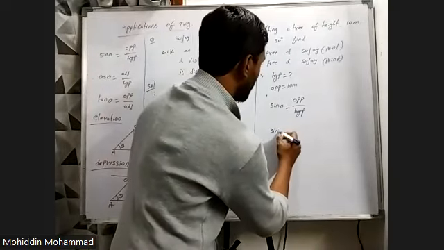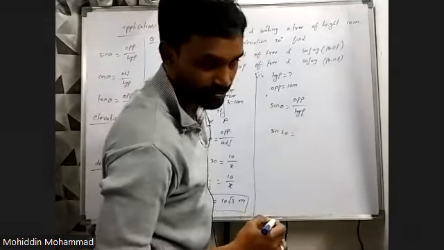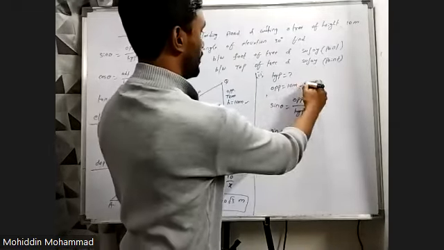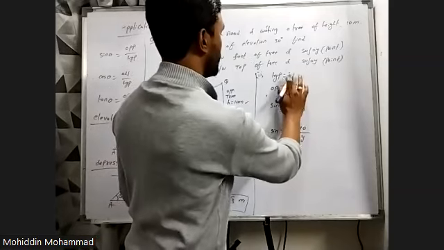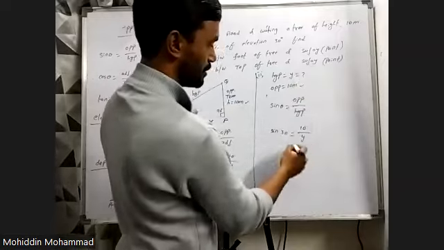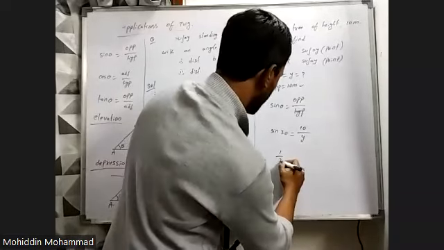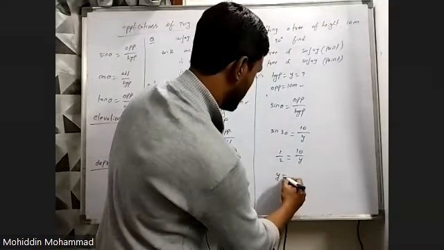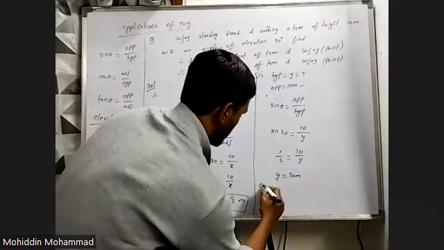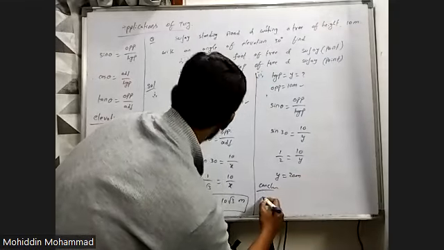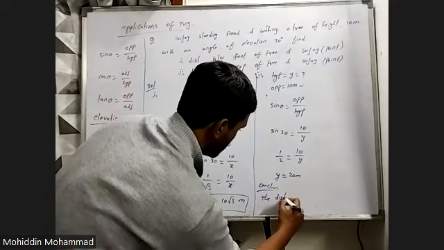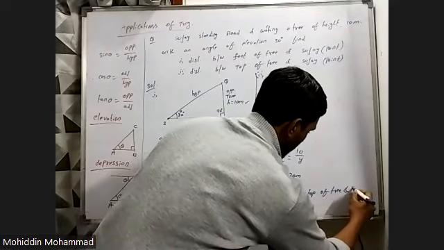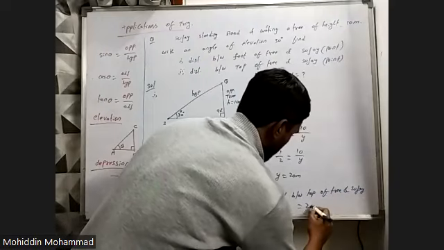Substitute that. Sine 30 is equal to opposite. How much is given? 10. Correct. Opposite is 10, already we have written. And hypotenuse we don't know. Let it be y. Sine 30 value? Very good. 10 by y. Cross multiply. What do you do? Y is equal to 20 meters. Conclusion: the distance between the top of the tree and Sujay is equal to 20 meters.